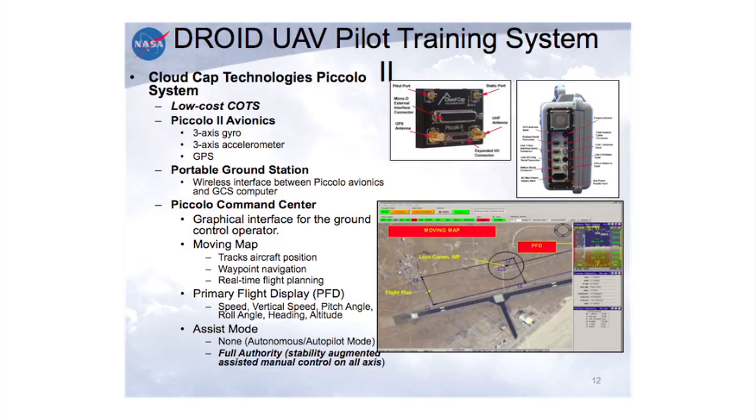The system itself is composed of 3 parts. One's the onboard avionics system. One's the portable ground station, which receives all the telemetry, and another is the command center, which is your graphical user interface. That's where you see the moving map, some of your primary flight displays, and where you input your waypoints.